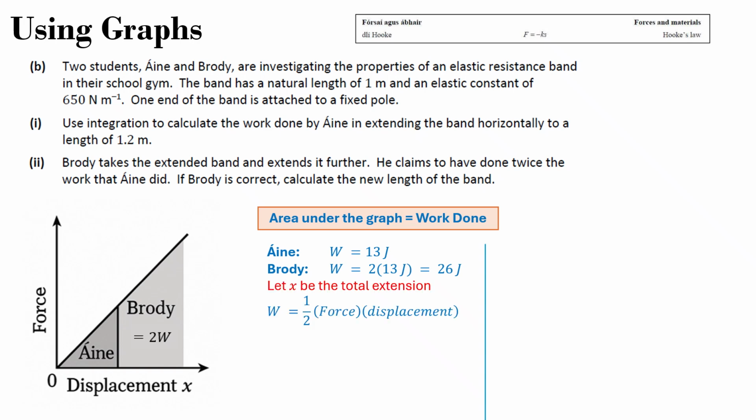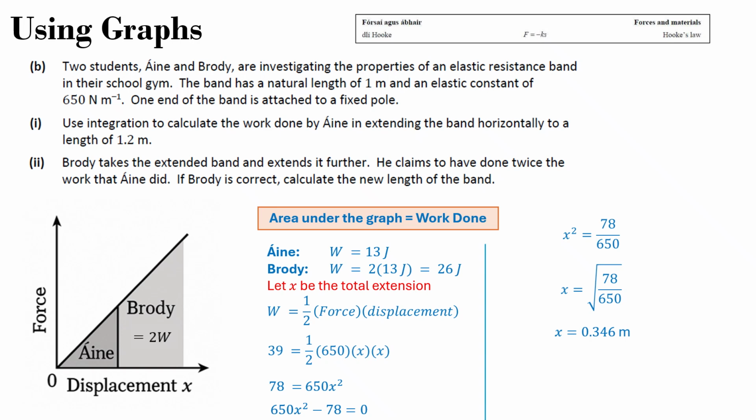So let x be the total extension. That means half the force times displacement is going to be a half times 650 times x, which will equal my 39. Again, we end up with something kind of similar to what we had using the integration, and working that through gets us to 0.346, and that is a length of 1.35. It's a nice little idea if you want to look at work done in terms of your graph. It's remembering that the integration is the area under the graph.